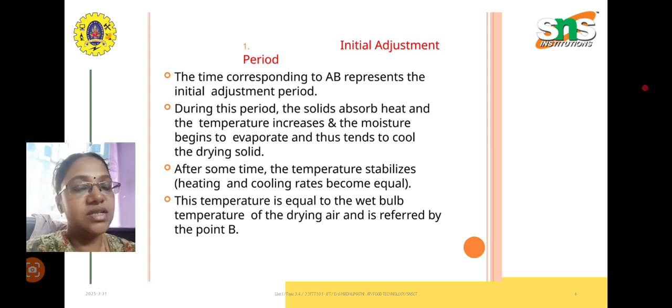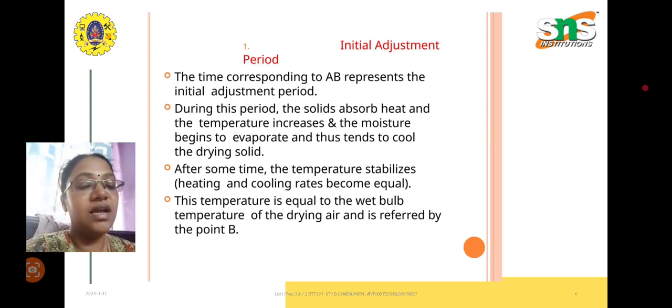This temperature is equal to the wet bulb temperature of the drying air, and it is referred to by the point B. So at the points A and B only, the drying just begins to start. Only then are we attaining a constant rate drying period.